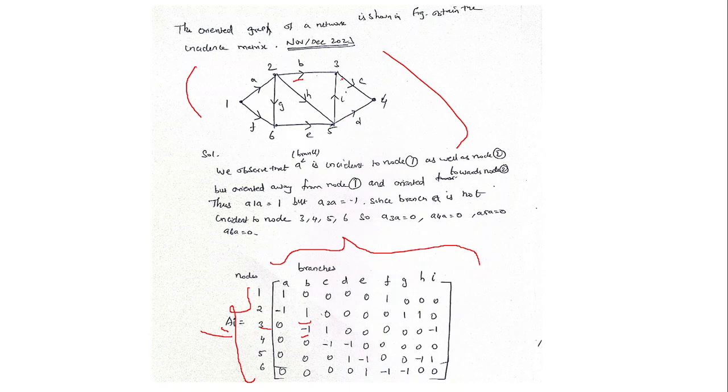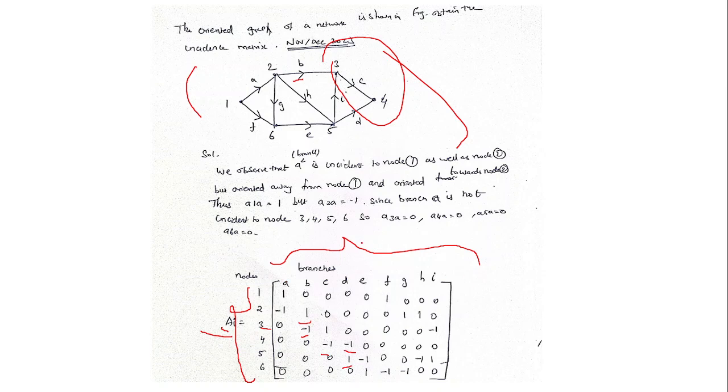For branch C, it is oriented away from 3, so 3 will be +1. It is oriented towards 4, so 4 will be -1. Next, D: it is oriented away from 5, so 5 will be +1, and oriented towards 4, it will be -1. Similarly you can do the remaining cases.